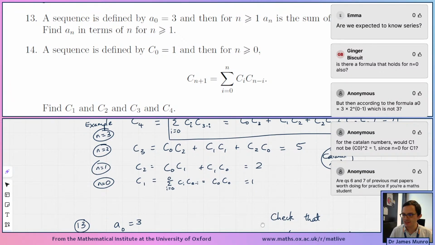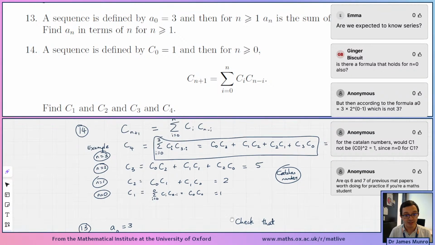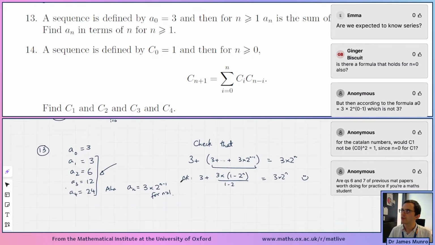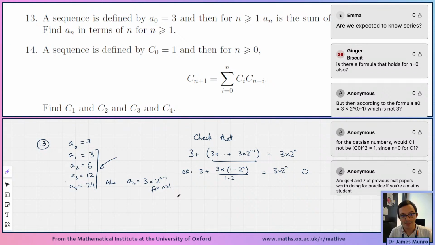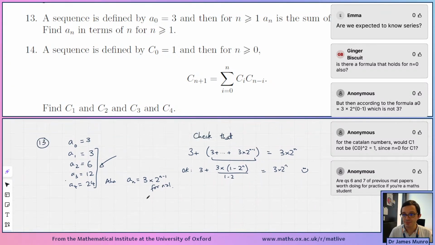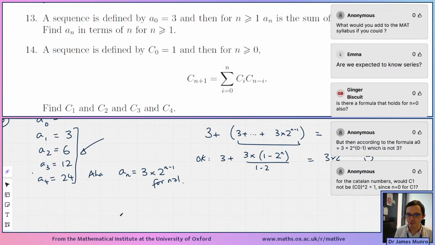Emma asks, are you expected to know series? You're only expected to know geometric series and arithmetic series, the two that we've looked at in the revision notes. There's probably other things that people can sum out there, but for the maths syllabus, you're only expected to know those series. Somebody would like a formula that also holds for n equals 0, and so they are not going to like it, but here's my cases. You don't like it, do you? This is not what you meant.